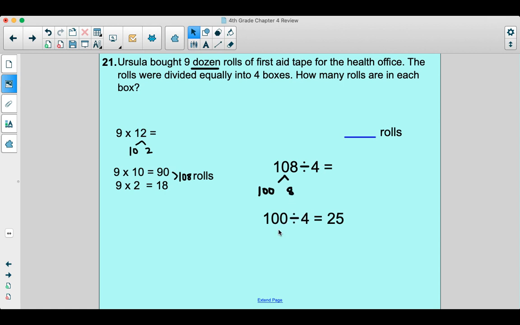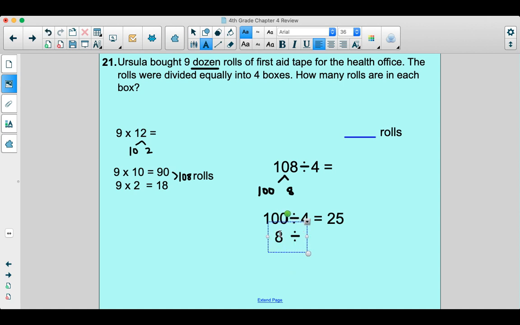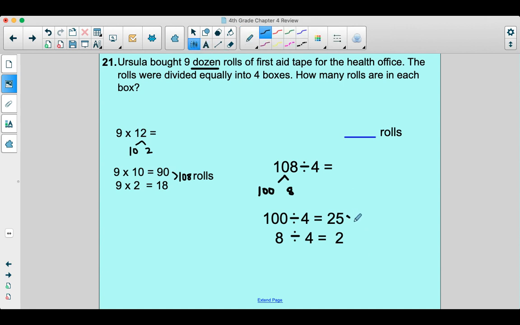Okay, now I just have to do 8 divided by 4. Well, let me get my division symbol first. There we go. So 8 divided by 4, which is a basic fact of 2. All right, so that makes this 27, because I would have to add these 2 together. So 27 rolls. So does that make sense? Is it reasonable? The rolls were divided into 4 boxes. How many rolls are in each box? 27 rolls. Seems reasonable to me.